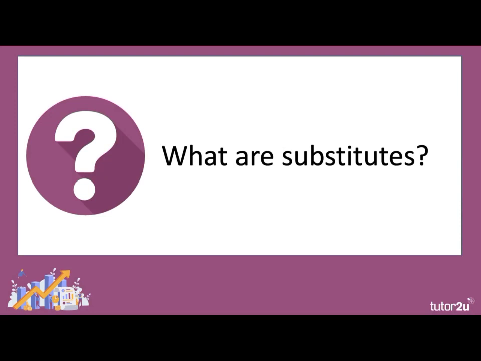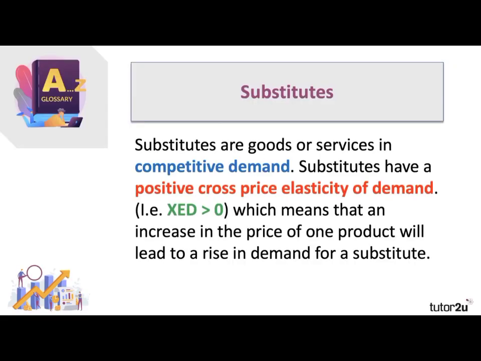We make a key distinction in this elasticity between substitutes and complementary goods and services. So, what are substitutes? Well, substitutes are goods and services in competitive demand. They're competing for your spending, for your budget, for your custom. And substitutes have a positive cross-price elasticity of demand. The cross-price elasticity, XED or CPED, will be greater than zero. That means an increase in the price of one product will lead to a rise in demand for a substitute.